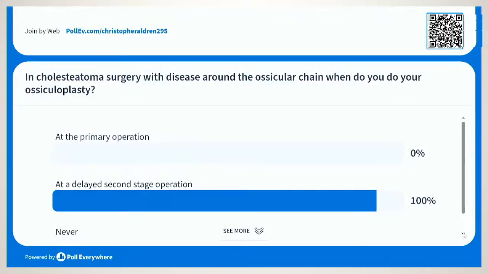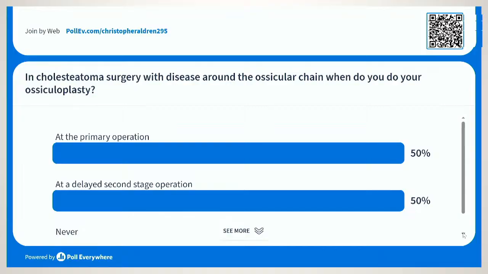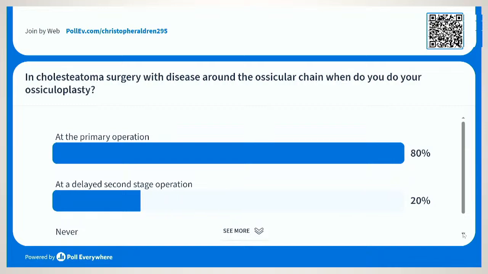Okay, just a couple of very quick questions. I think this one's for you guys to answer. So you're in surgery, you've got cholesteatoma, it's all around your ossicular chain. It's eroded the incus, but it's around the stapes. You've done your surgery. Would you reconstruct at that stage? It's just a simple yes or no.